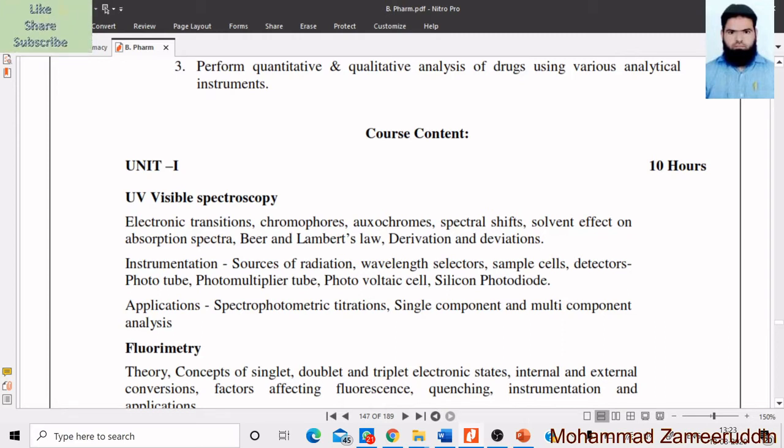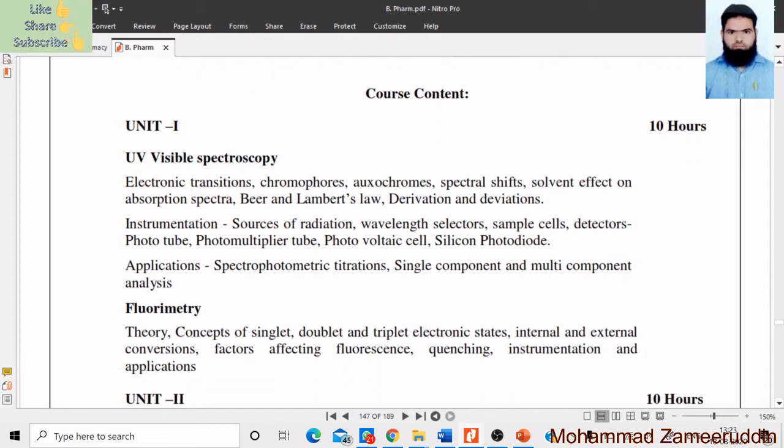Now students, the course content: unit 1 is UV visible spectroscopy. This chapter is for 10 hours. In this chapter we have to discuss the basic principle of spectroscopy, different electronic transitions, chromophores, auxochromes, then different spectral shifts, then the principle of spectroscopy, that is Beer-Lambert's law, and its limitations. Then the instrumentation of UV visible spectroscopy. We will discuss all the instrumentation patterns, and the application of UV spectroscopy in different fields of analysis.